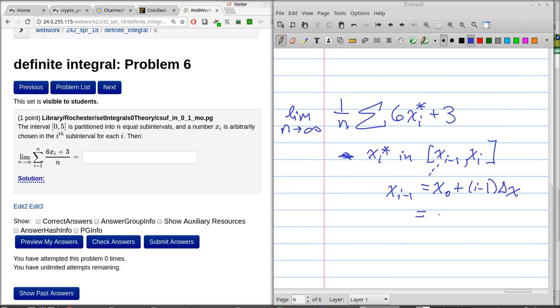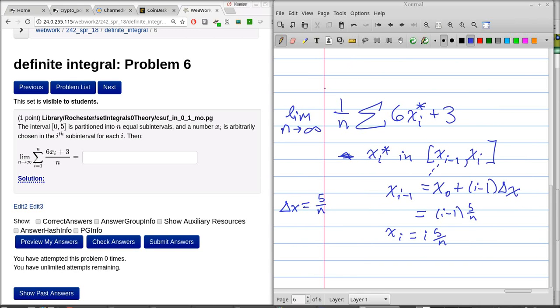And what is that? What is delta x? We haven't even figured that out. Delta x is b minus a over n. So why did I underline that? B is 5 and a is 0, so this is 5 over n. And what is x0? x0 is the same thing as a, so it's 0. So this is equal to i minus 1 times 5 over n. And xi is equal to i times 5 over n. So what we know is that xi star is in there.